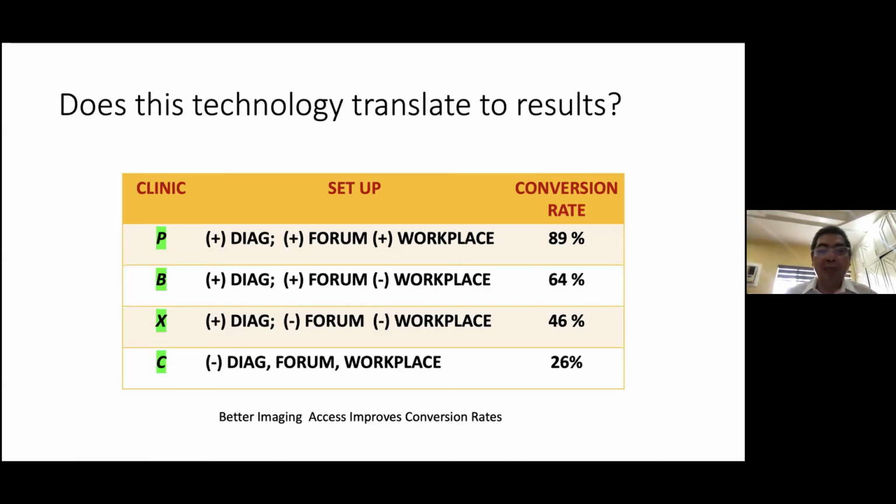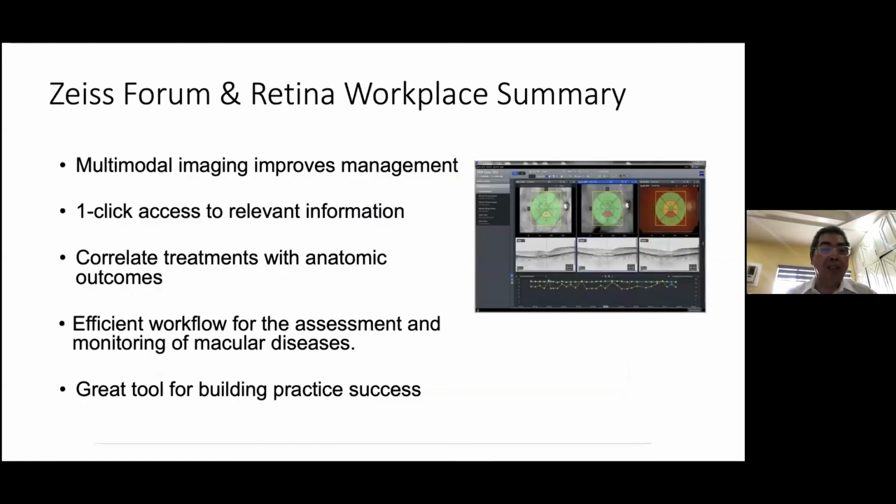And we have one small satellite clinic in another center where we do not have access to any equipment, the Forum or the Workplace. So the patients would have to go somewhere else, get their test done, and bring the results back to you. So in this clinic, the conversion rate was dismal. So analyzing the data from these different clinics, we conclude that better access to imaging helps improve patient understanding and conversion rates. So this also translates to financial results.